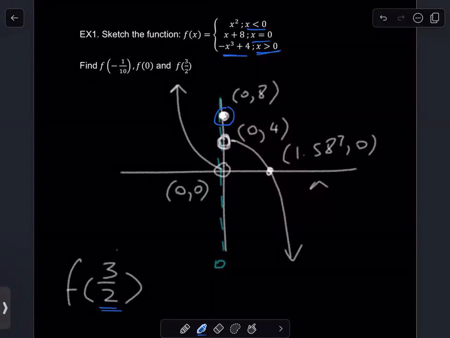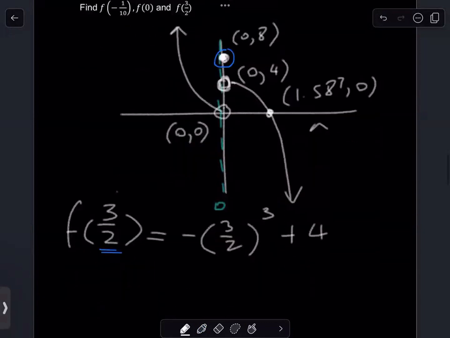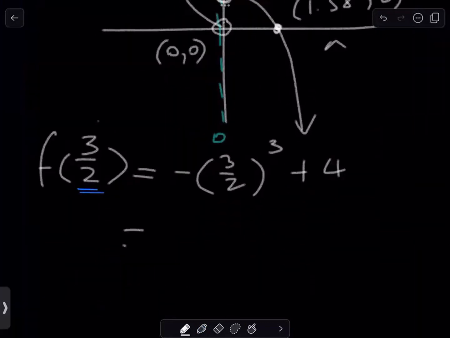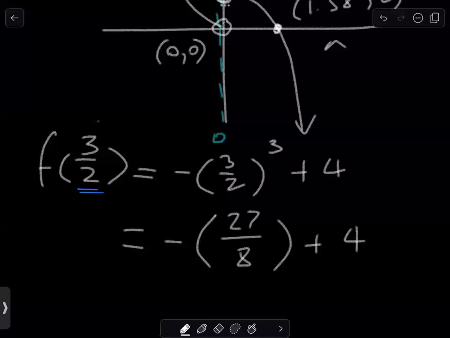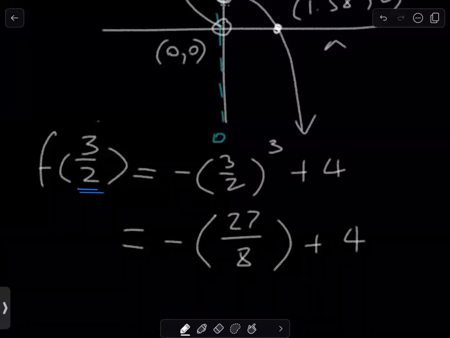So we are following this function here at the bottom, the third part of the piecewise function. So this is equal to negative our input value, which is going to be 3/2 because we have a negative x cubed. So x value was 3/2, cube it, and then we are going to add 4. Let's work this out. So we have a negative sign, 3 cubed on the top, that's going to be 27, and then 2 cubed is going to be 8, and then plus 4. Okay, take a minute to work this out.